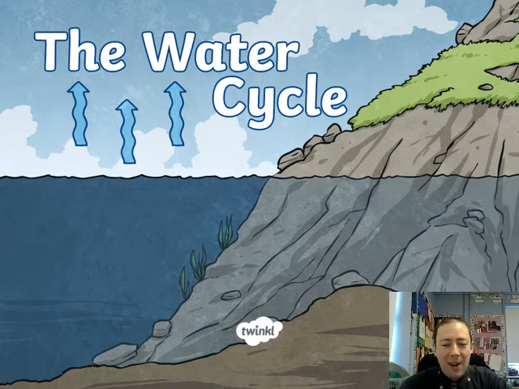Good afternoon, everybody. This afternoon we are having a look at the water cycle. Now, this is not just a geography topic, it's also a bit of a science topic as well. The water cycle is the cycle by which water is continuously rained down and then renewed by the environment.